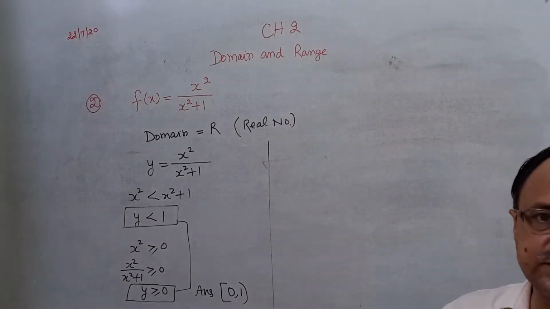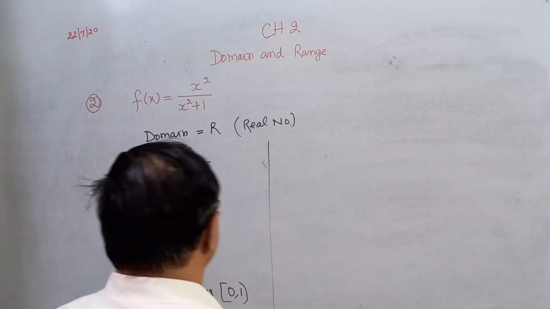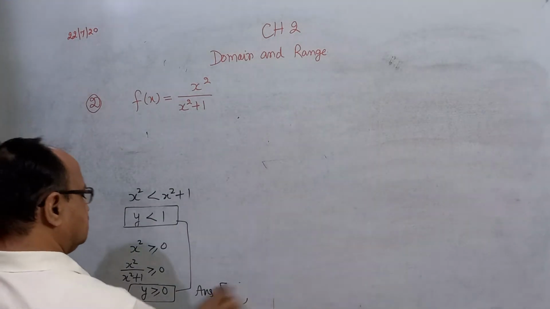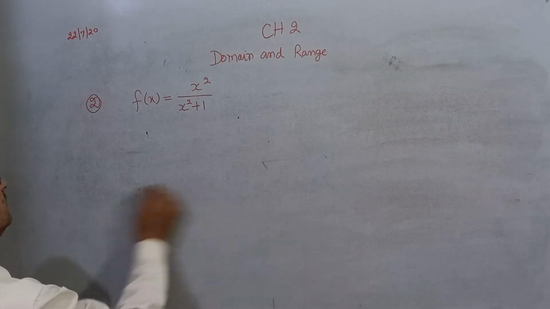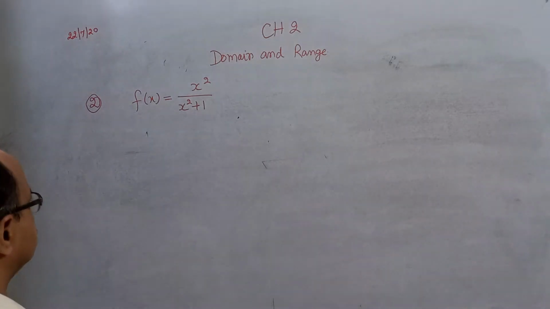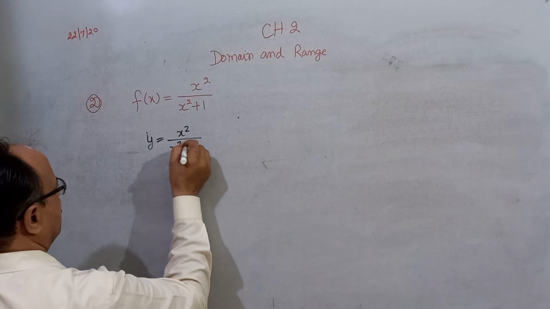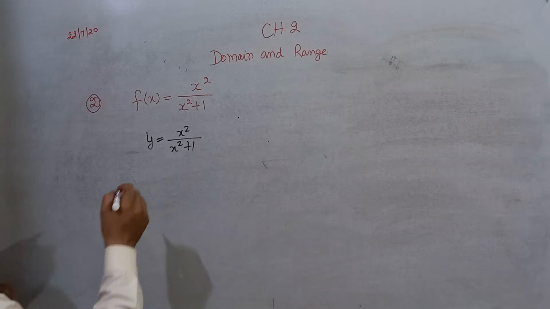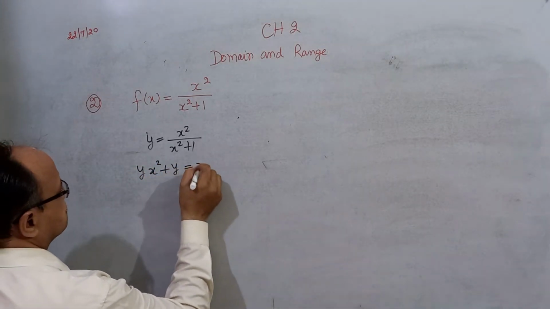This is the first method. Second method of this question: put y equal to x square by x square plus 1, cross multiply, y x square plus y is equal to x square.